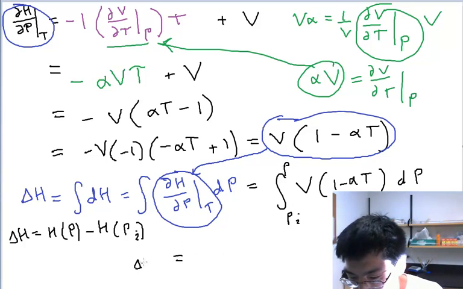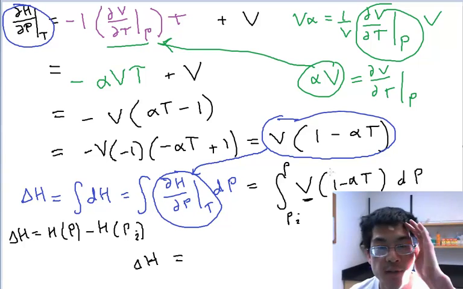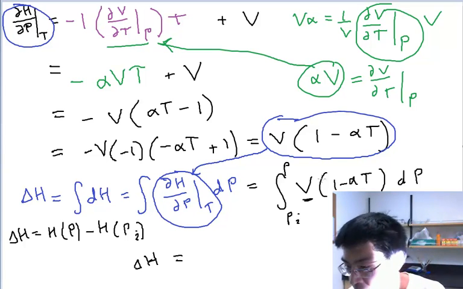But V is not something I can just take out of the integral, because this problem didn't say that V is being held constant. This problem said that T is being held constant. So that means V will change with P. So I need to get a formula for V that I can substitute in here.